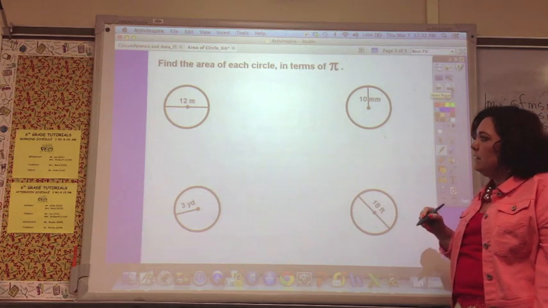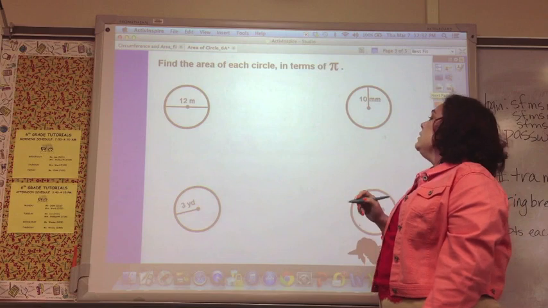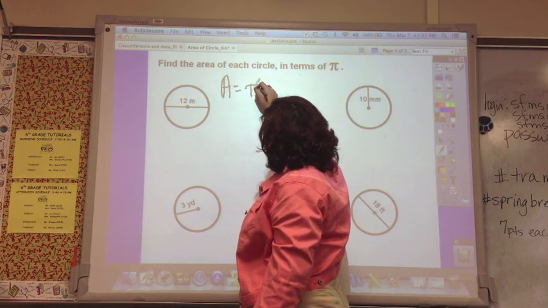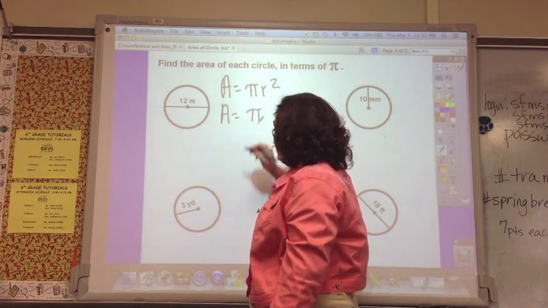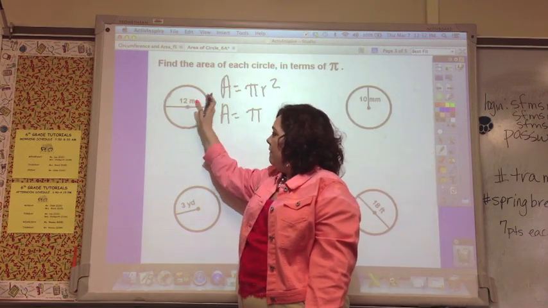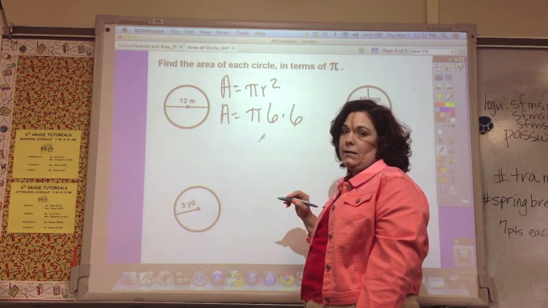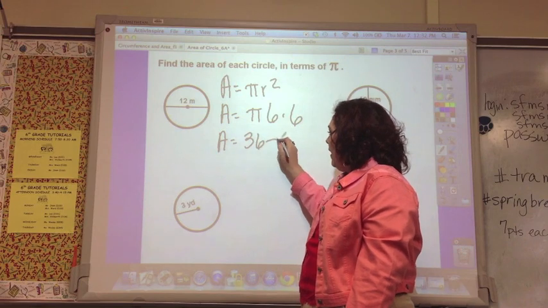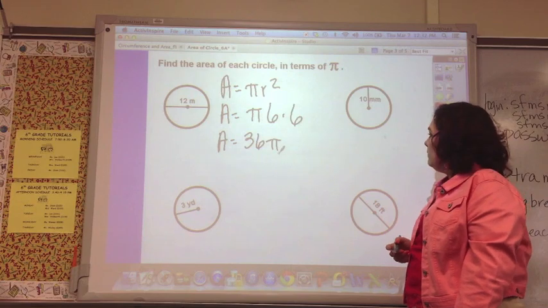Now this one, it says find the area of each circle in terms of pi. So that's easy. You're not going to have to multiply out. Area equals pi r squared. Area equals pi, just leave that as pi. And the radius is half of this diameter, so that's 6 times 6, 6 twice. And so area equals 36 pi. And we don't even have to multiply that out. We're just saying it in terms of pi.